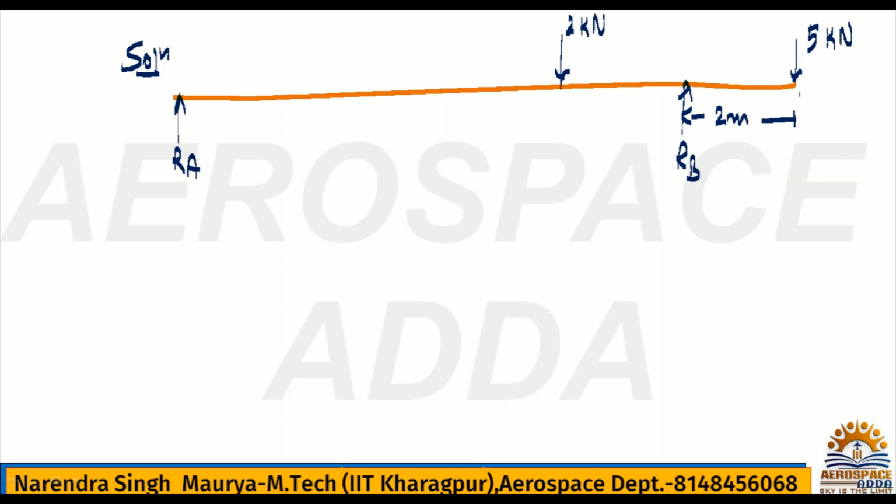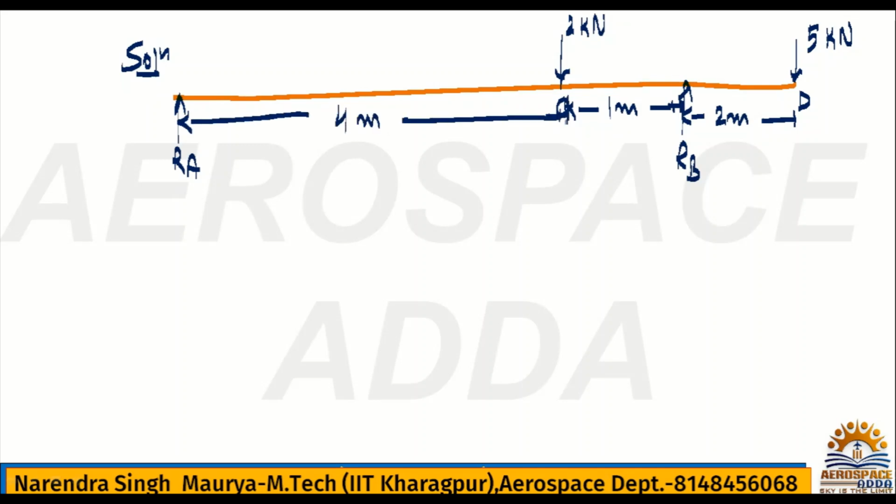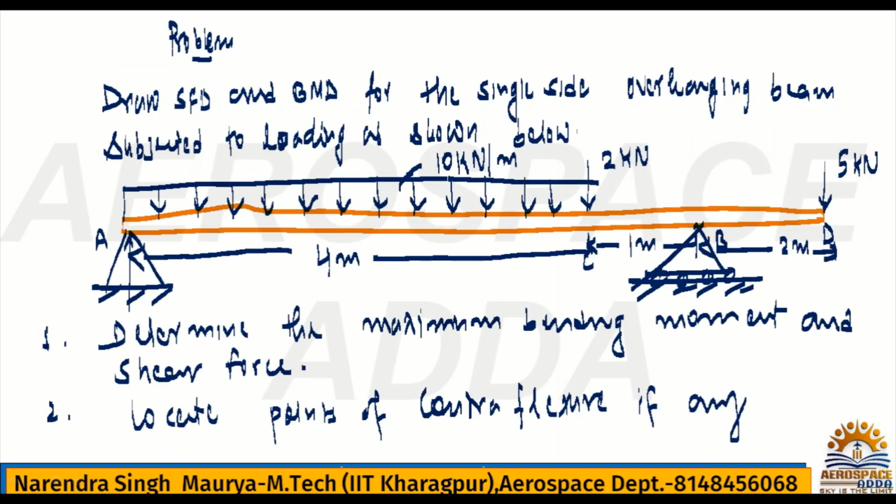Naming of this point is D, and this is C, and from here to here it is 1 meter, and this distance is 4 meter. This point is C. And we have UDL spread from A to C, and the total distance is 4 meter.